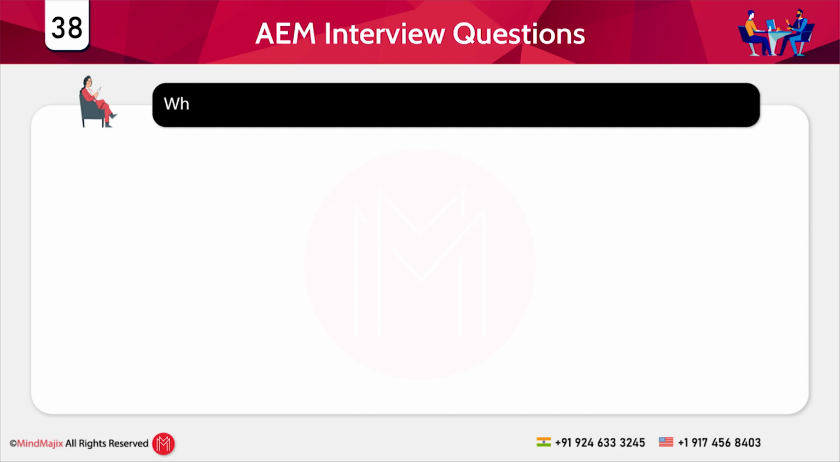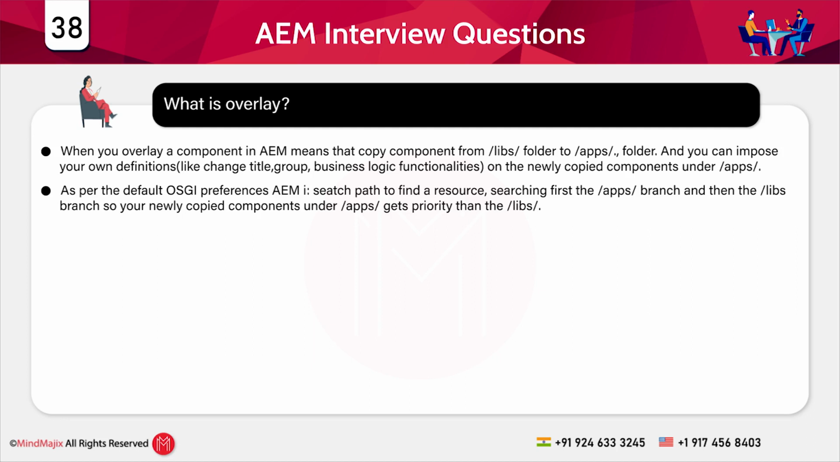Next we can go through what overlaying is. As we discussed, in the libs folder we have many out of box components. Overlaying a component in AEM means copying the component from the libs folder and pasting it in your apps folder, and you can improvise it, enhance it with your own definitions. You can modify it but never change anything in the libs folder. So that is what overlaying means. You can impose your own definitions on the newly copied components under apps.